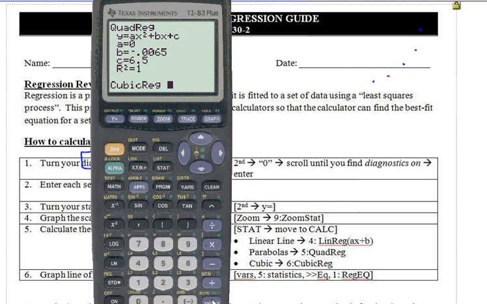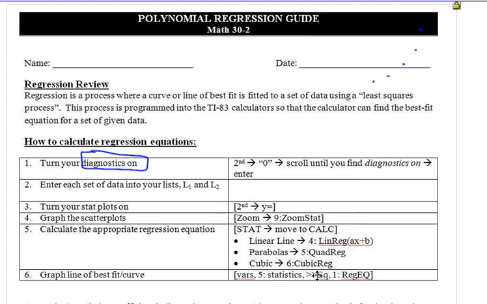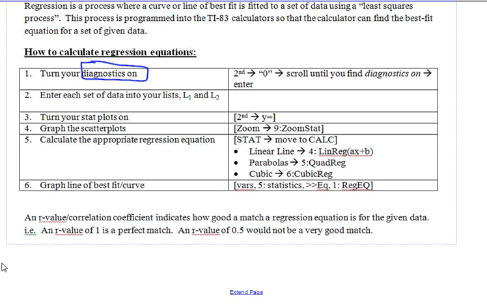Cubic. Okay, it'll give me an R-squared. I don't know what's in my tables right now. That's giving an R-squared value of 1 for every one. But we're going to use that to compare. What's the best? Is it better to be cubic? Is it better to be quadratic or linear? So to compare them, we're going to go through a little example here.